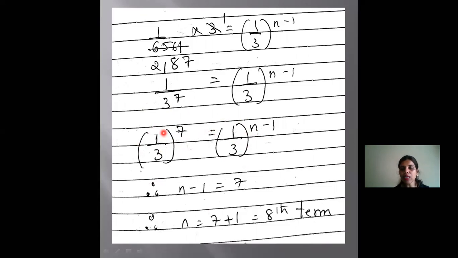Now as bases are same, indices become same. So n minus 1 is equal to 7. When you take minus 1 to the other side, it becomes 7 plus 1. 7 plus 1 is 8. So it is the 8th term. So the value of n you get as the 8th term.